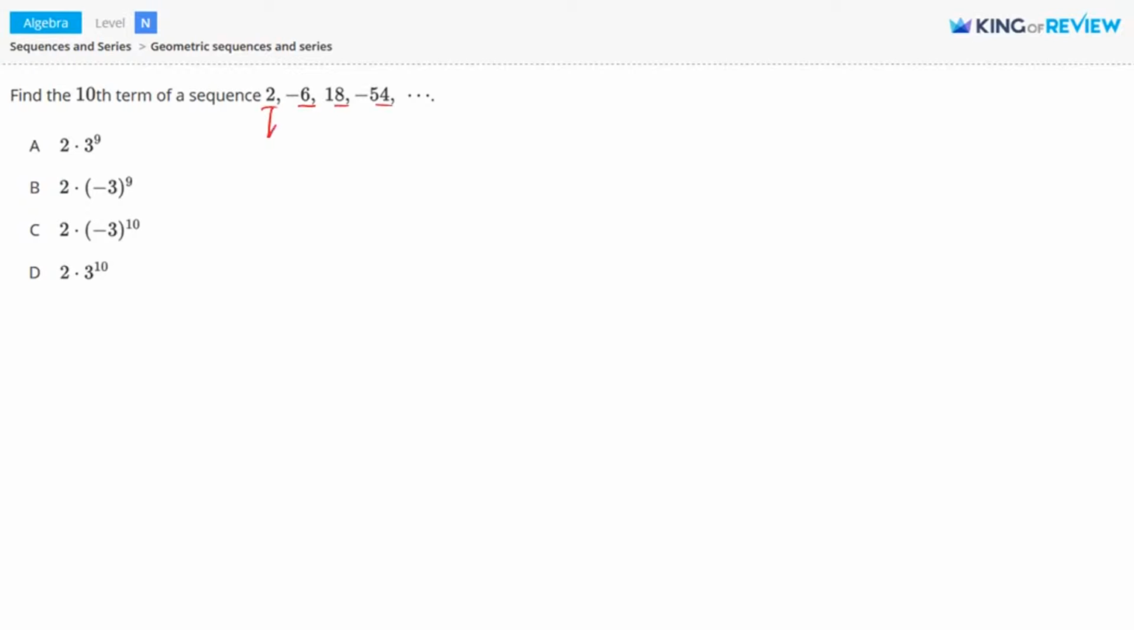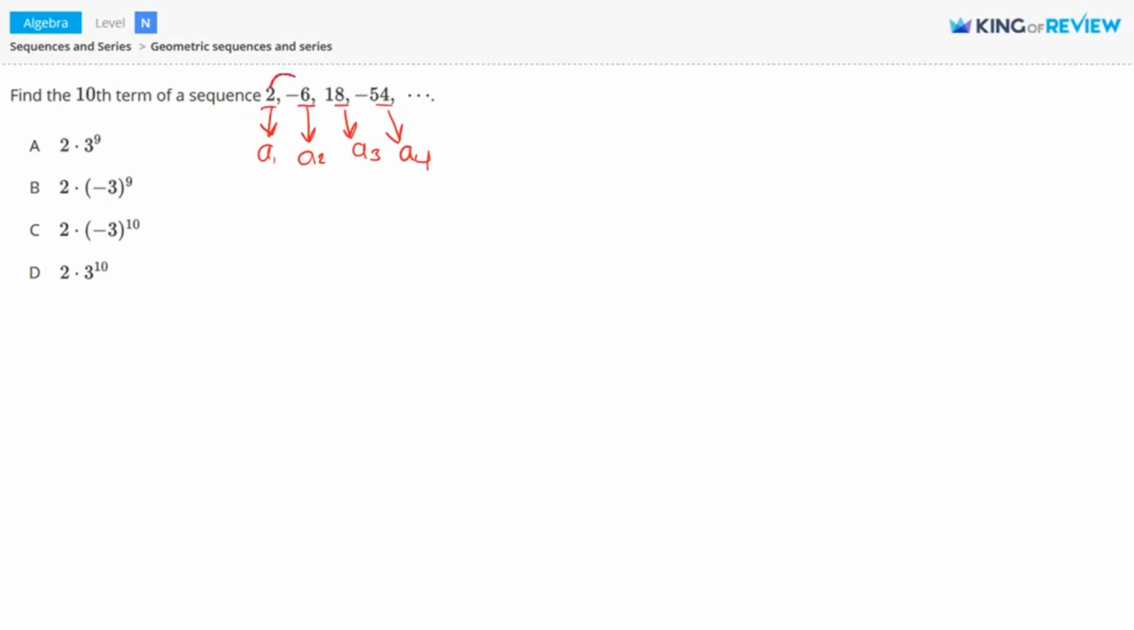The first term is called A1. The second term is called A2. The third term is called A3. And this naming pattern continues. The fourth term is called A4. And we want to find out if there's a common ratio between these numbers.